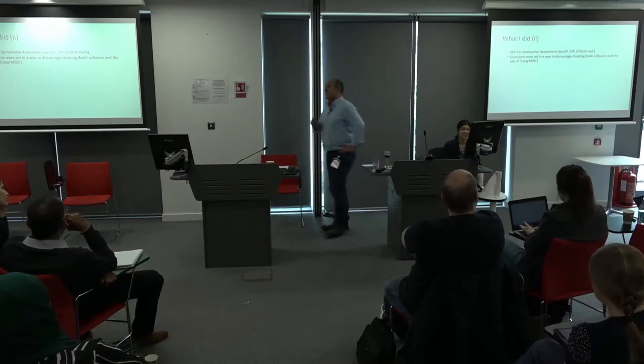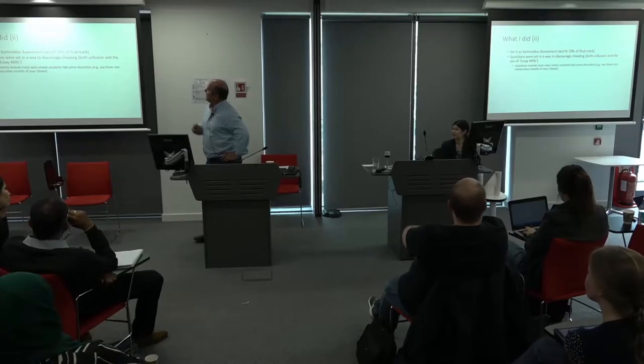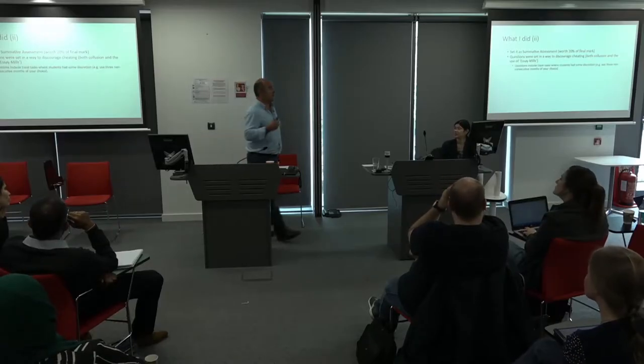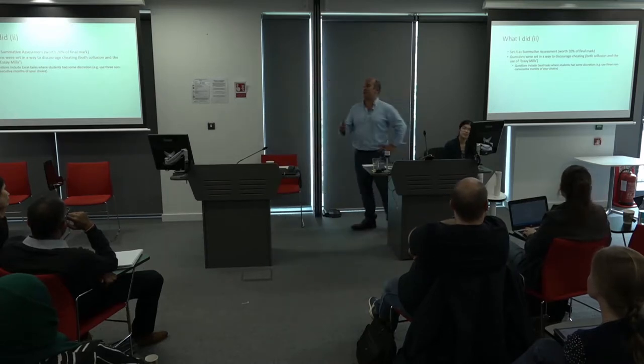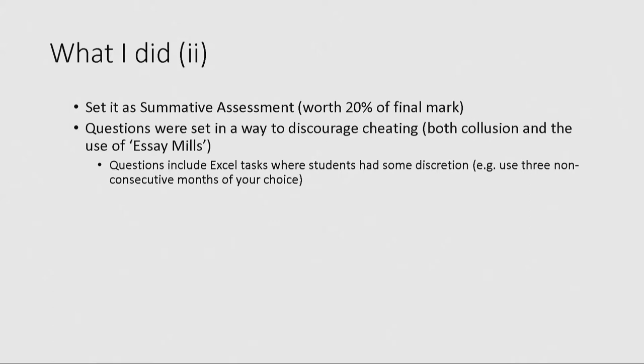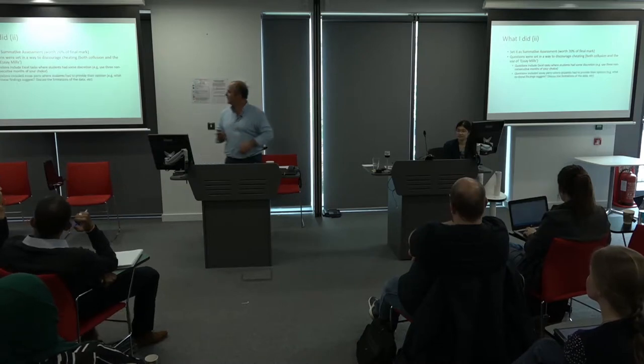I did try to avoid collusion and plagiarism. This is something that happens a lot. What did I do? I included the questions in Excel in a way that students had to make some choices. For example, use 3 non-consecutive months, and they had to choose which months they wanted. And that kind of ensured some variability here. And if they had to do this 2 or 3 times, the probability of an exact match dropped. So you could detect these things quite strongly.